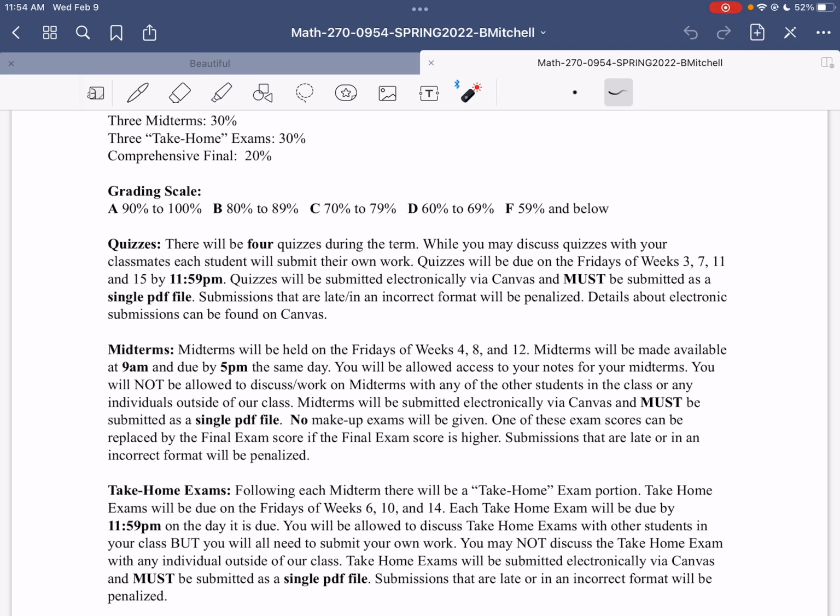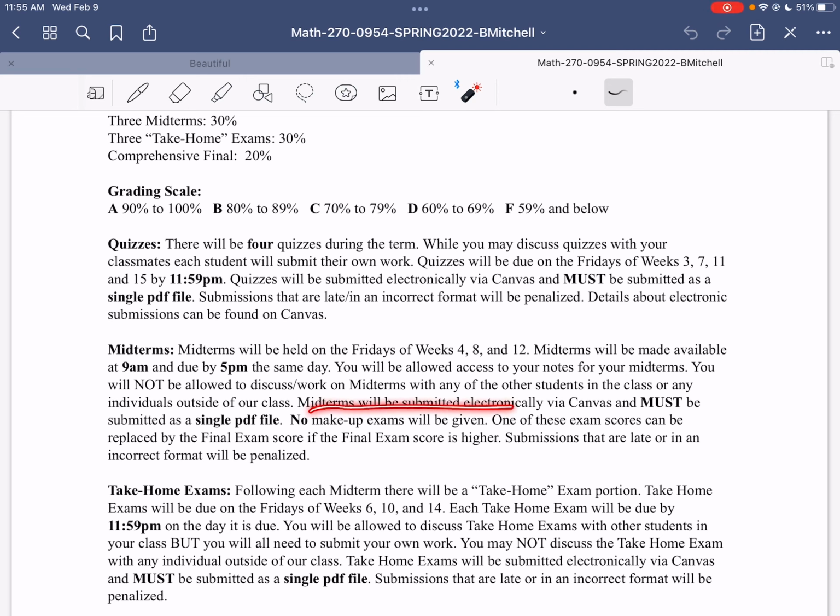What you're not allowed to do during midterms is discuss or work on the midterms with anyone else. So that's one of the fundamental differences between the quizzes and midterms. Quizzes are open for discussion, midterms are not. And you're certainly not allowed to discuss or work on midterms with any individuals outside of our class or use any outside resources, right? So again, the limitation on resources is it must be course material.